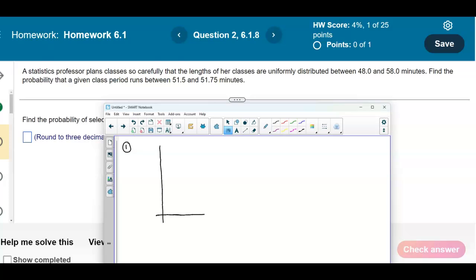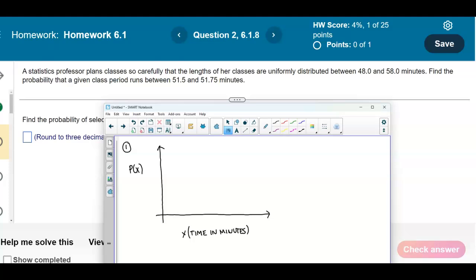So here is our vertical and horizontal axis, or our x and y axis. The vertical axis represents the probability, and the horizontal is the time in minutes, and that represents the values of x.